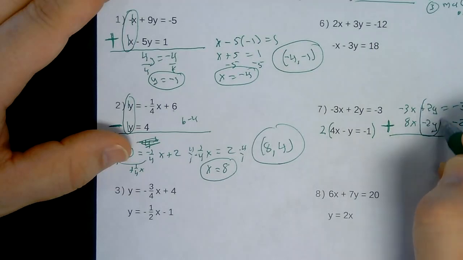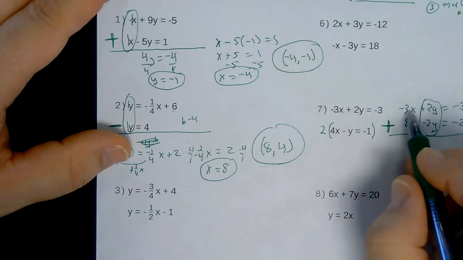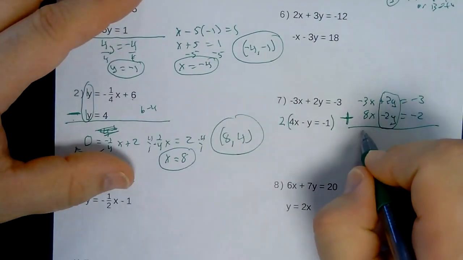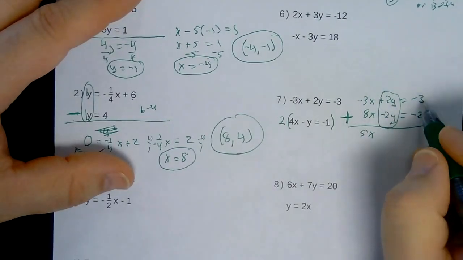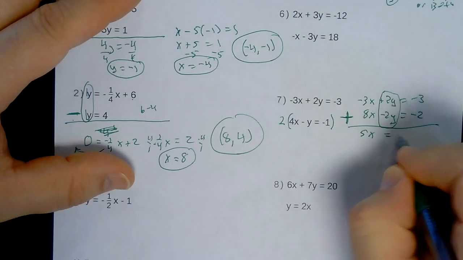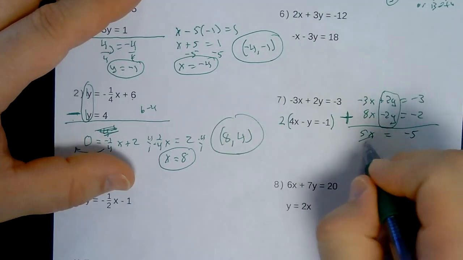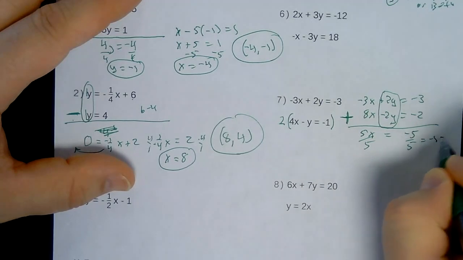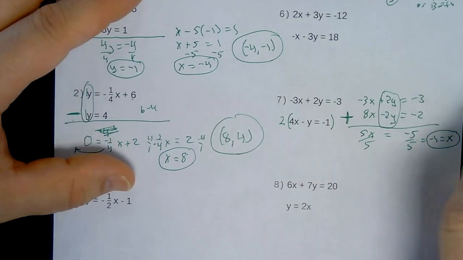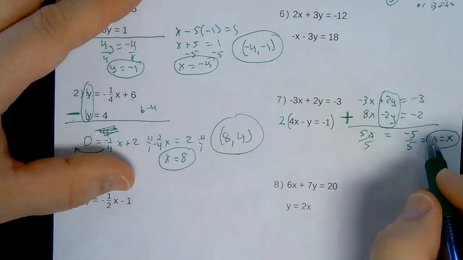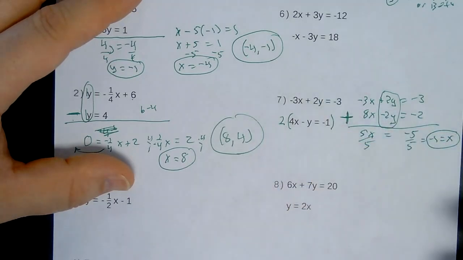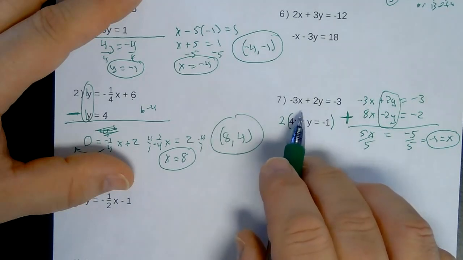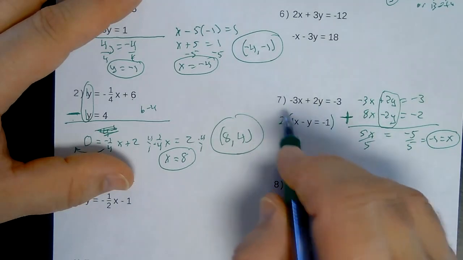So if I add these directly, those are going to cancel. So now I have negative 3x plus 8x. That gives me 5x. Negative 3 plus negative 2 equals negative 5. Divide both sides by 5 and I get negative 1 is equal to x. Now I just substitute this into either equation. It doesn't matter which one. Let's put it into, how about the top one?